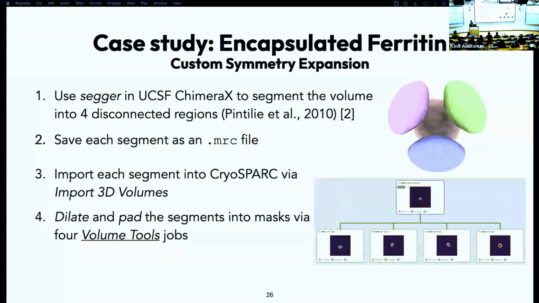Okay, this is what the tree looks like just for the step of mask import and generation. I had to use 4 volume tools jobs, one for each of these. And you can see in those slice plots, each of these masks is oriented a little bit differently. They're all covering each of these 4 units.